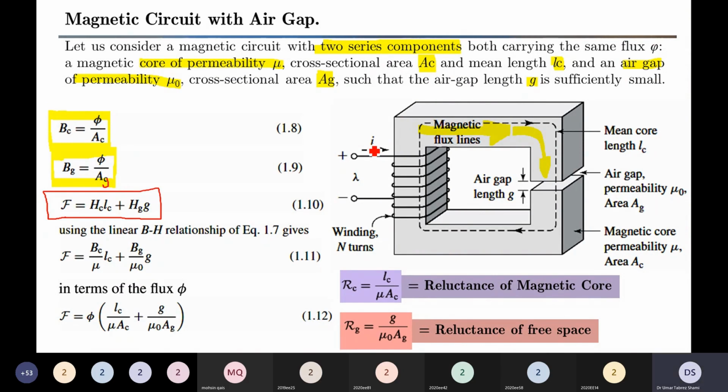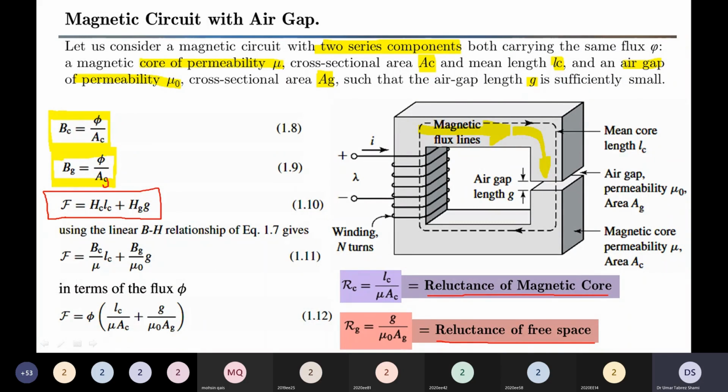Now this equation 1.12 leaves us with two very important definitions. What is this? It is called the reluctance. The component LC over mu AC is the reluctance of the magnetic core, whereas the component G over mu naught AG is the reluctance of free space. This is the mathematical definition of reluctance of core and reluctance of free space.